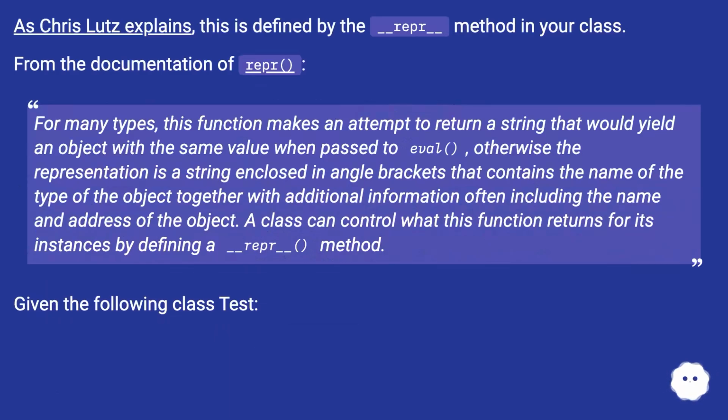As Chris Lutz explains, this is defined by the __repr__ method in your class. From the documentation of repr: For many types, this function makes an attempt to return a string that would yield an object with the same value when passed to eval, otherwise the representation is a string enclosed in angle brackets that contains the name of the type of the object together with additional information, often including the name and address of the object. A class can control what this function returns for its instances by defining a __repr__ method.